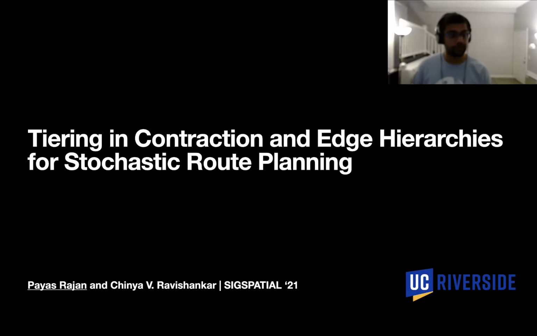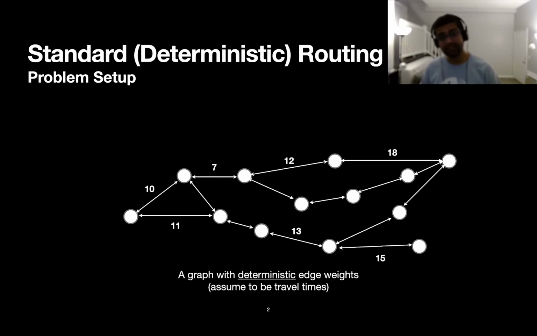Okay, hello. My name is Pius, and I will be presenting our work on tiering in contraction and edge hierarchies for stochastic route planning. So, the standard deterministic routing problem looks like this. We are given a graph with vertices and edges, and to each edge, we assign a static real numbered edge weight. Let's assume for now that edge weights here represent the travel time on a given edge.